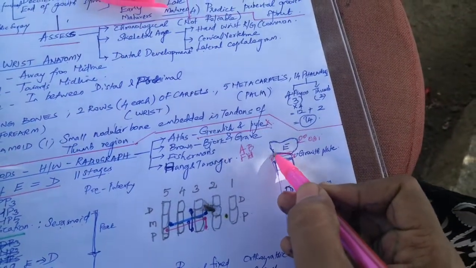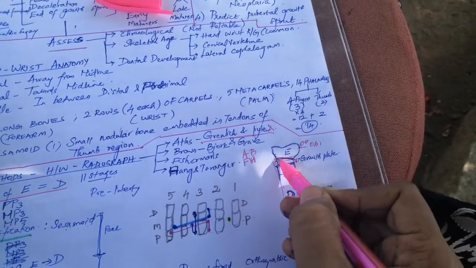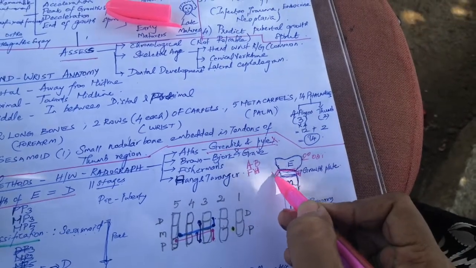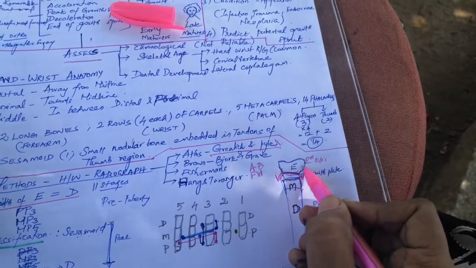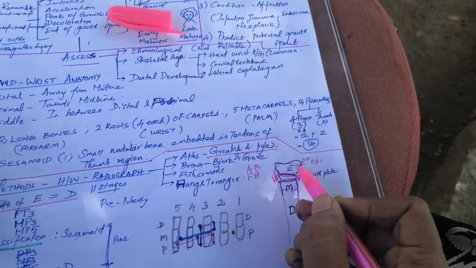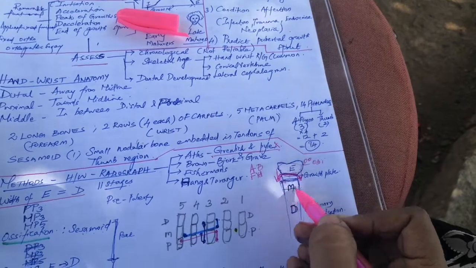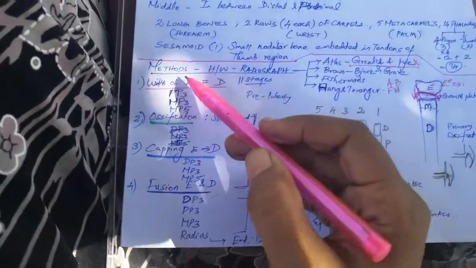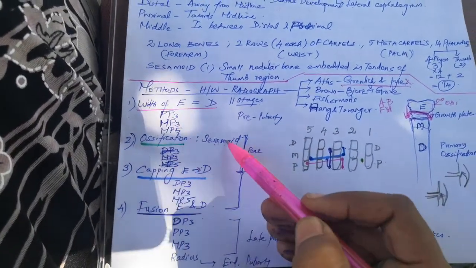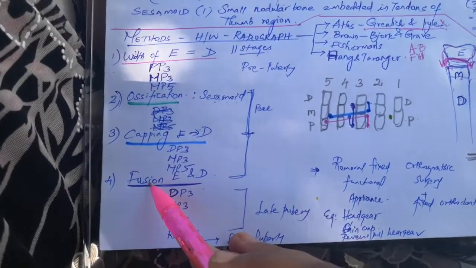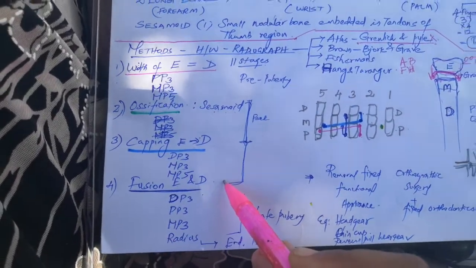There will be a capping. The epiphysis will be equal initially, and later it will just cap like this. There will be pointed edges in the 2-dimensional radiograph. Later the capping will turn into fusion; it will come and fuse with the diaphysis. So the width is equal, the sesamoid appears, capping of the epiphysis over the diaphysis, and fusion of the epiphysis with the diaphysis.